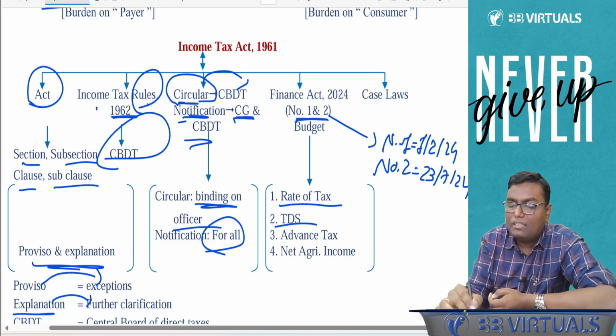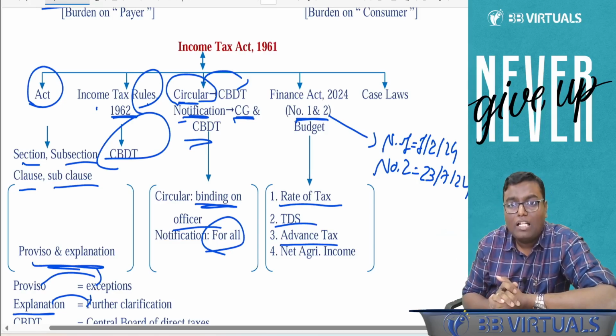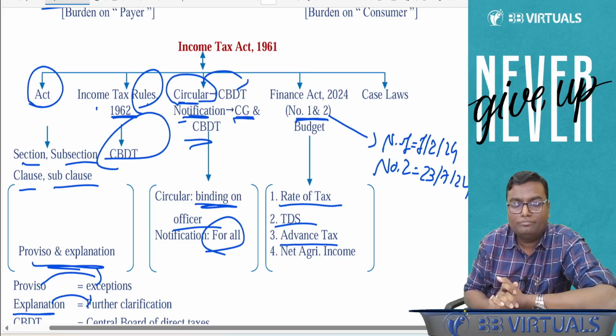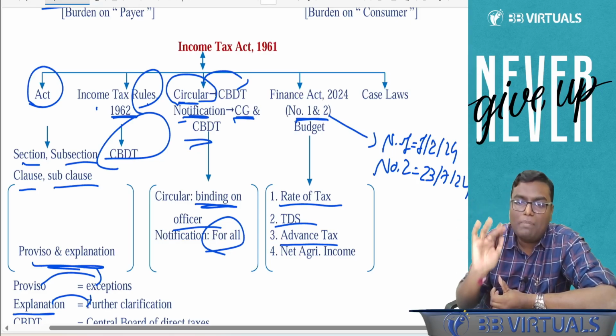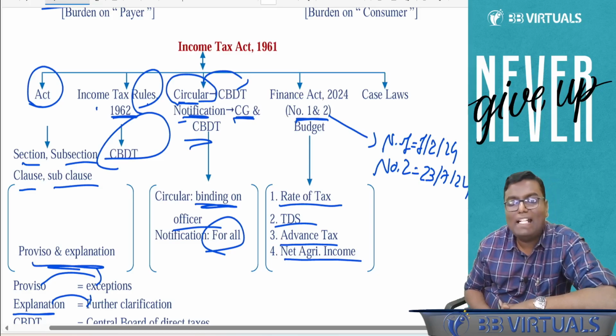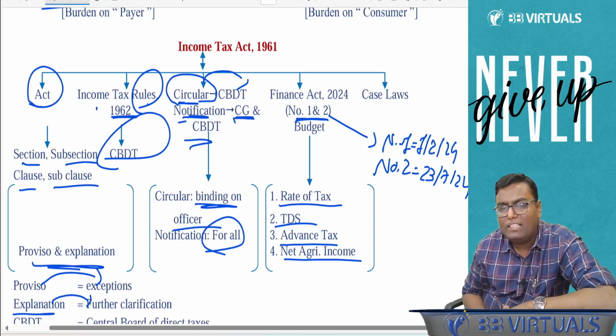In the third part, they are discussing advance tax. That if you are earning this much, how much tax you have to pay in advance. And in the last, fourth part, we will be studying net agriculture income. What is net agriculture income?